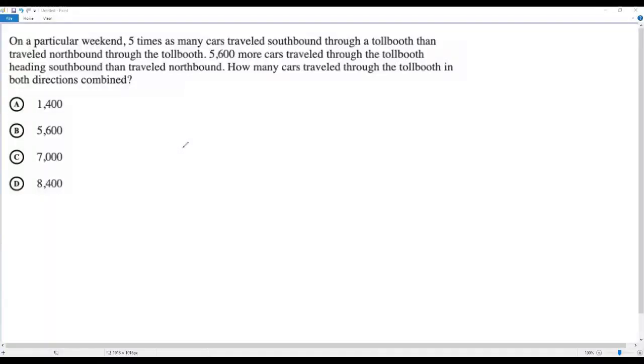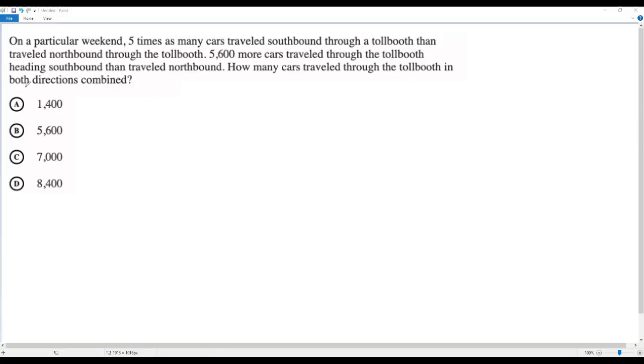Here we have a SAT math question. Okay, let's go to the information. On a particular weekend, 5 times as many cars traveled southbound through a toll booth than traveled northbound through the toll booth. 5,600 more cars traveled through the toll booth heading southbound than traveled northbound. How many cars traveled through the toll booth in both the directions combined?